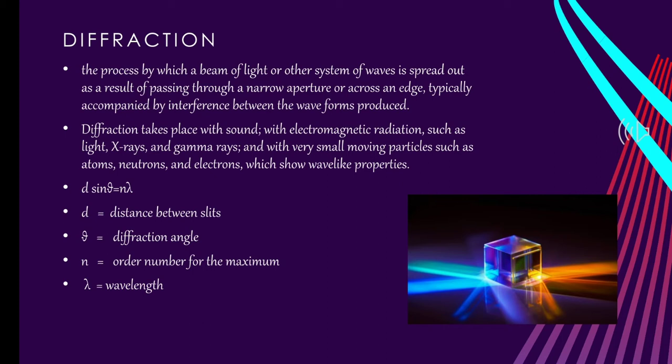Now, coming to the formula, d sin theta is equal to n lambda, where d is the distance between slits, theta is the diffraction angle, n is the order number for maximum, and lambda is the wavelength. As you can see in the diagram, this is the diffraction of a cube when laser light is passed through it.